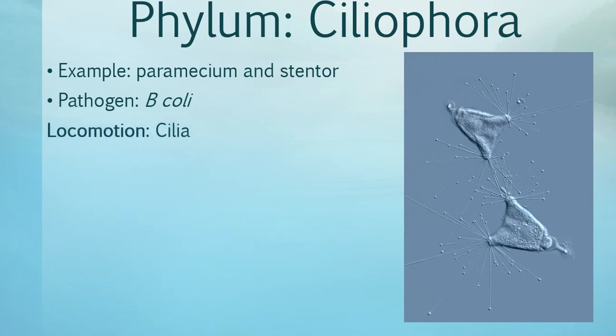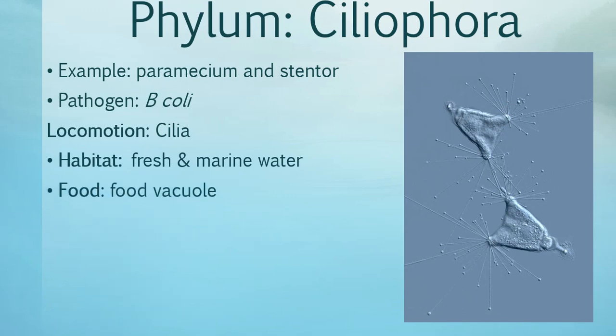Locomotion would be cilia. So cilia are essentially little hair-like structures coming off. They're not long enough to be a flagellum. They're very short, and they have a couple of functions. They beat back and forth. Some of that is to brush food towards them, and in the process it gives them some motility, or it can be strictly for motility. In the case of the paramecium, it actually just gives it motility to move around itself, remember, in a fluid environment. They live in fresh and marine water. Very, very common, by the way.